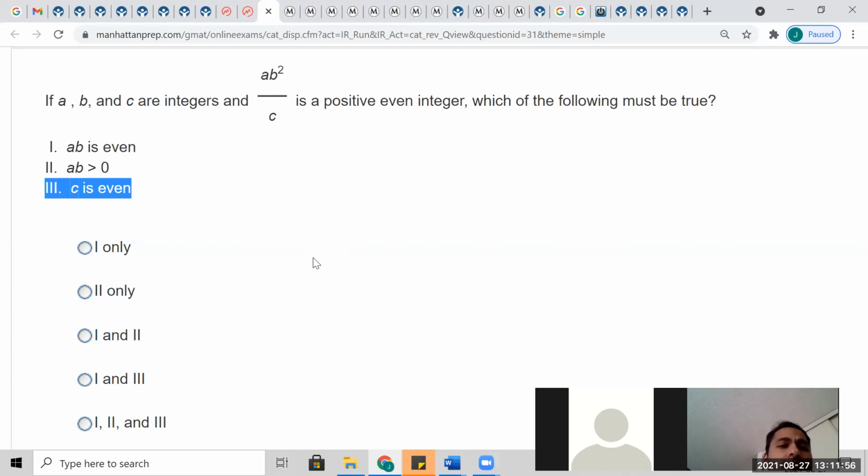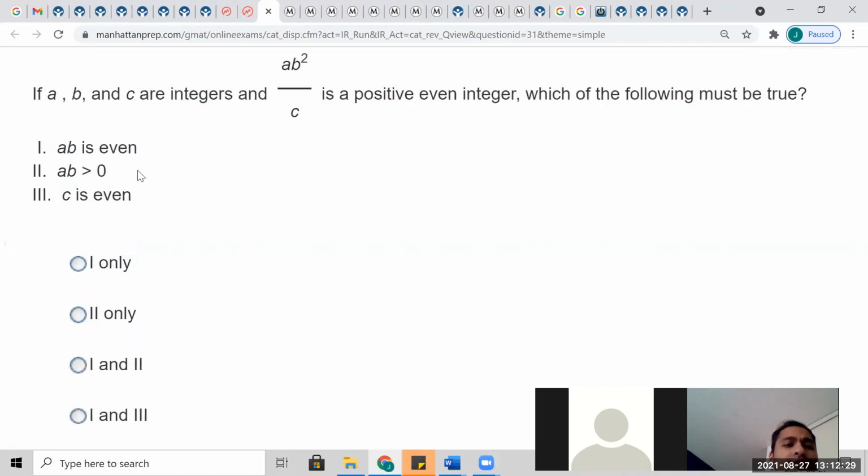What I meant is, B does not necessarily need to be negative or positive. It can be anything. But I don't think AB greater than 0 is the challenge here, because even if A is negative and C is negative, we can still reach a positive number. But the question is whether AB is even or not.